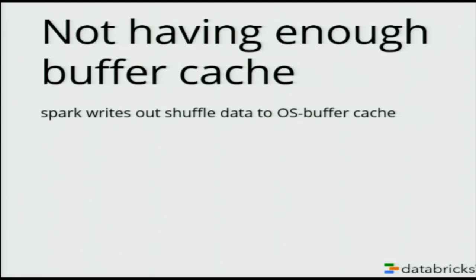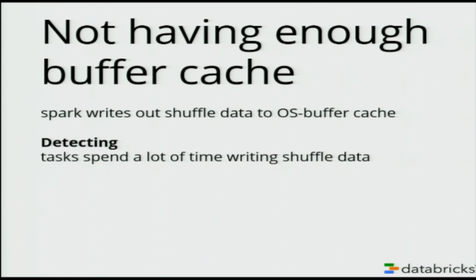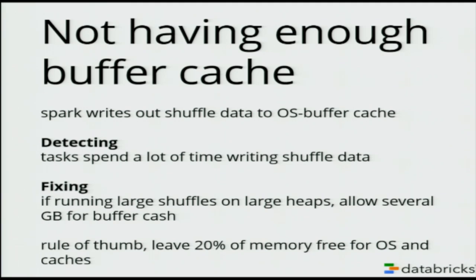The reason why we do this is because we expect the intermediate outputs could be bigger than you have memory for, so we don't currently store them in memory inside of Spark, but we might do that in the future. So to detect this, you just look and say, am I spending a lot of time writing data inside of my task? There's a UI hook for that, so it should be pretty straightforward. And to fix this, if you have a workload where you're doing huge group bys and very large shuffles, leave space for the operating system to use up the buffer cache.